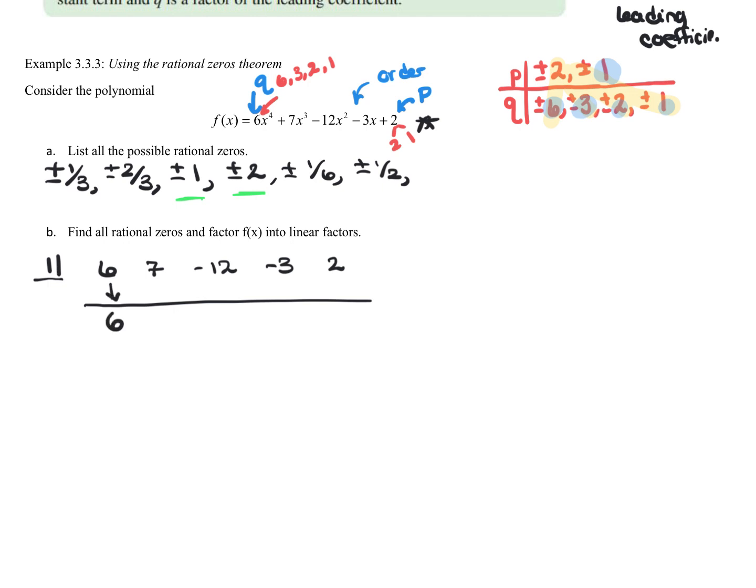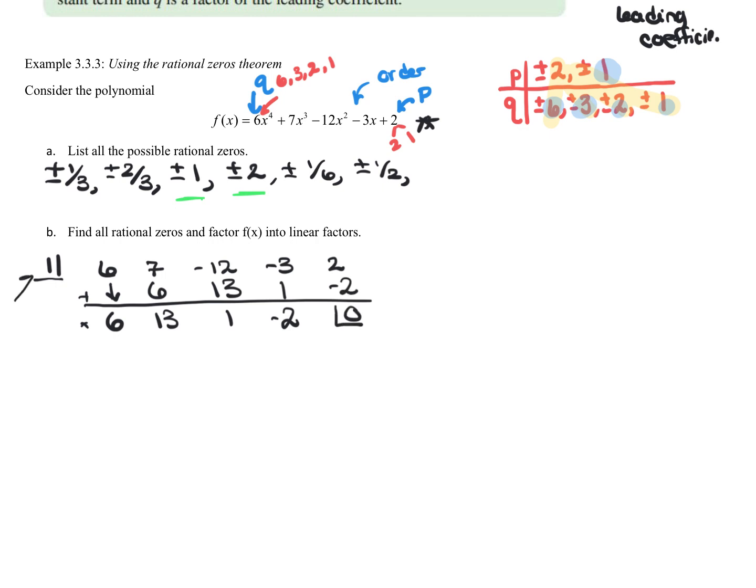So I'll drop down the 6. 1 times 6 is 6. 7 plus 6 is 13. 1 times 13 is 13. -12 plus 13 is 1. 1 times 1 is 1. -3 plus 1 is -2. I might have been the best guesser today. 1 times -2 is -2, remainder of 0.